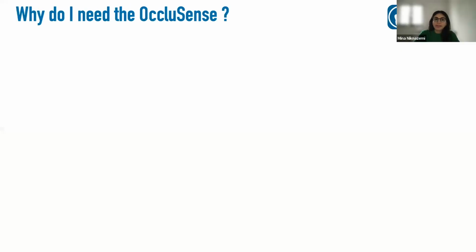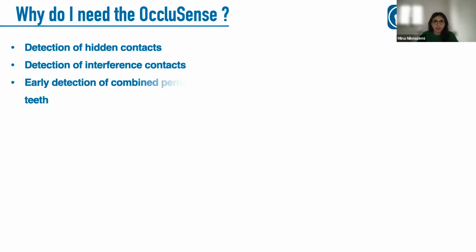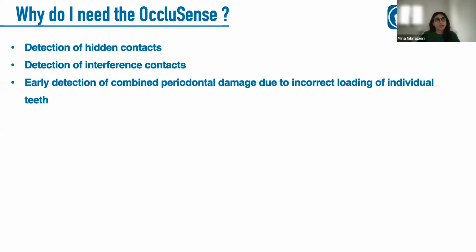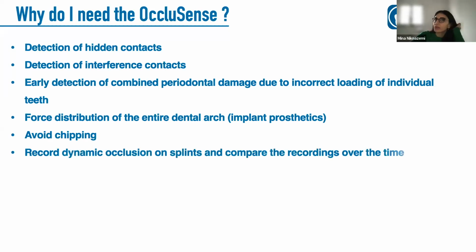And there may be plenty of other indications whereby an OccluSense can aid in better and more precise diagnosis making. So you have the opportunity to detect hidden or interference contacts quite quickly. You can look at early periodontal damage due to incorrect loading. You can look at the force distribution throughout the entire dental arch, as well as avoid chipping due to incorrect balancing, and record dynamic occlusion on splints.